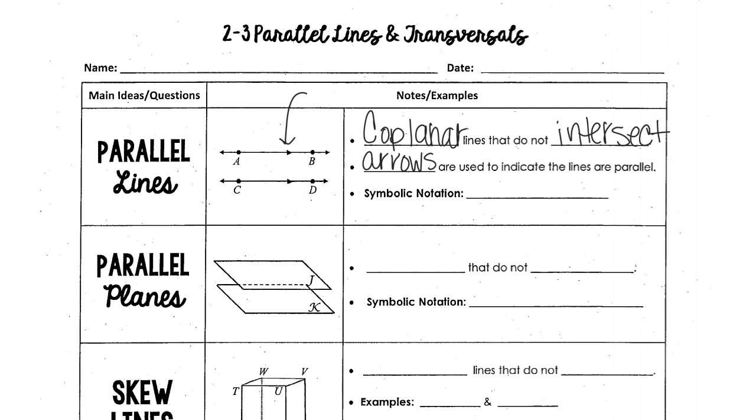In symbolic notation, we use two vertical lines, so we can say something like line AB is parallel to line CD. So again, those two vertical lines mean that they're parallel.